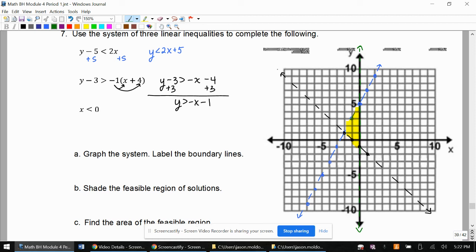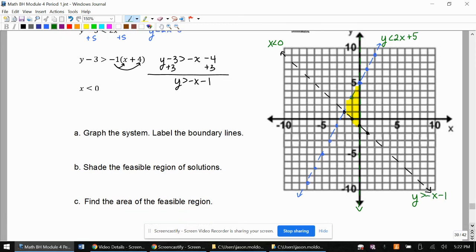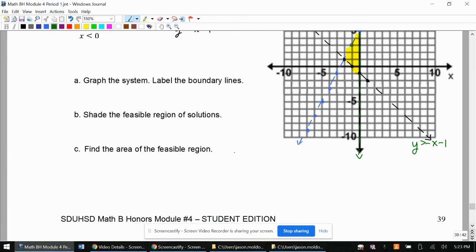All right, let's label our boundary lines. This was x is less than 0. This one was y is less than 2x plus 5. And this was y is greater than negative x minus 1. And we're going to find actually the area of the feasible region, which is a triangle. And we can sketch it if that's helpful.